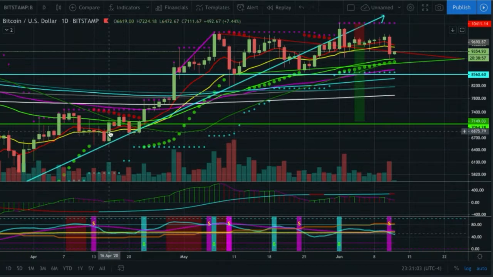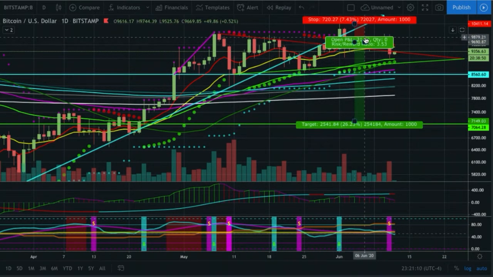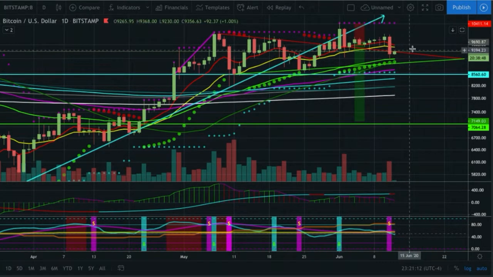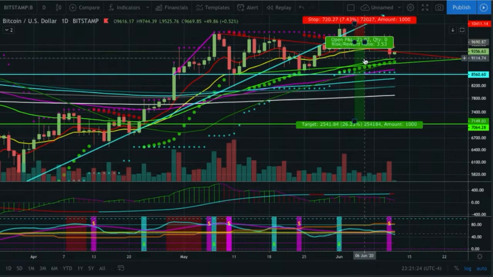We got the cross fake out, and then we got that massive move up here. So are we going to get the cross fake out again and then continuation? Well, we just have to look to see if we get a close back above like 9,600, and we're able to save the cross, then I think it's possible that we're going to get that continuation to the upside.